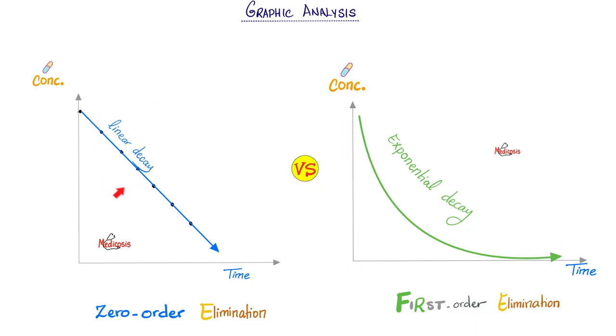A constant amount is getting lost every unit time. A constant fraction, a constant percentage is being eliminated per unit time. Big difference. The half-life is variable. The half-life is constant. The rate of elimination is independent of the original plasma drug concentration. But here, the rate of elimination is dependent and directly proportional to the original plasma drug concentration. The rate of elimination does not change. Here, the rate of elimination does change. The higher the original dose, the faster the elimination.